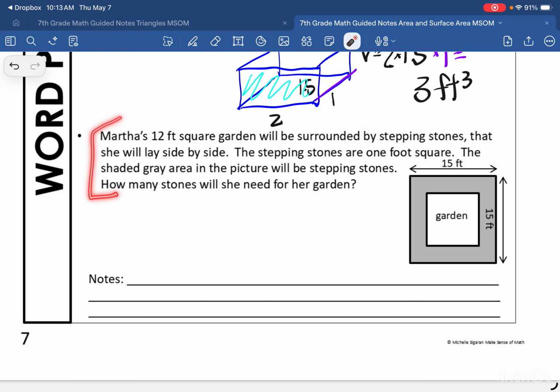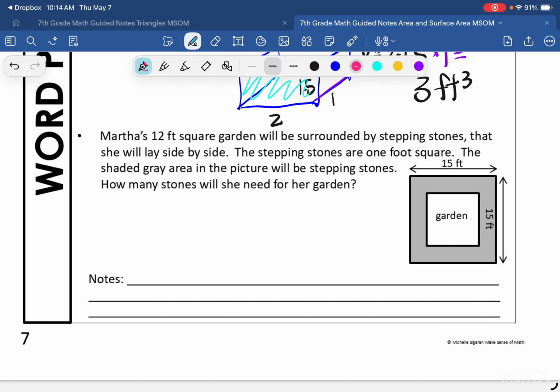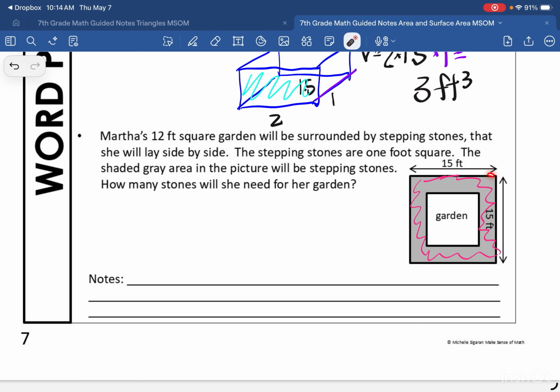Martha's 12-foot square garden will be surrounded by stepping stones that she will lay side by side. The stepping stones are 1 foot square. The shaded gray area in the picture will be stepping stones. How many stones will she need for her garden? All right, so I need to figure out the area of this shaded spot right here. I'm going to do that by finding the area of this big square and subtracting the area of this little square. And that's going to give me what's left.